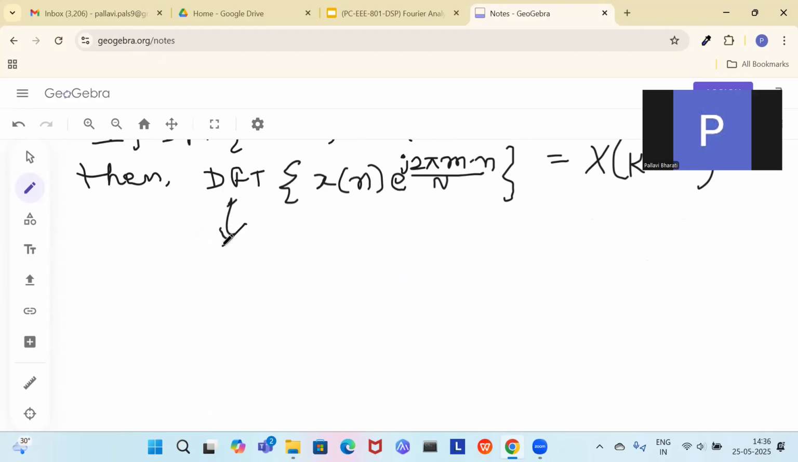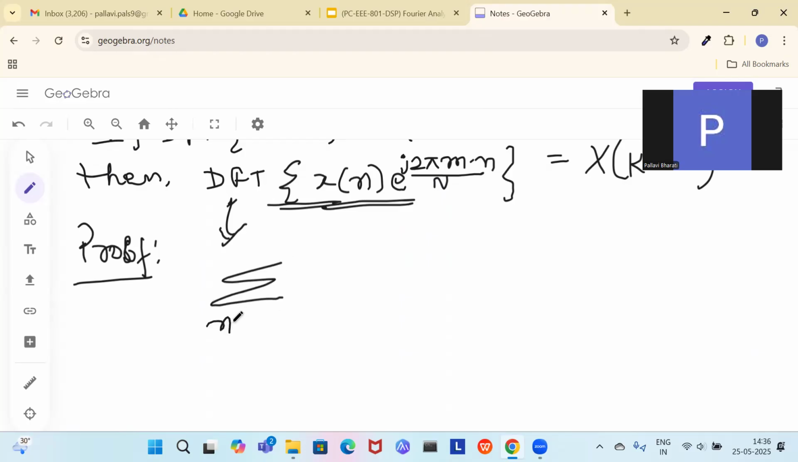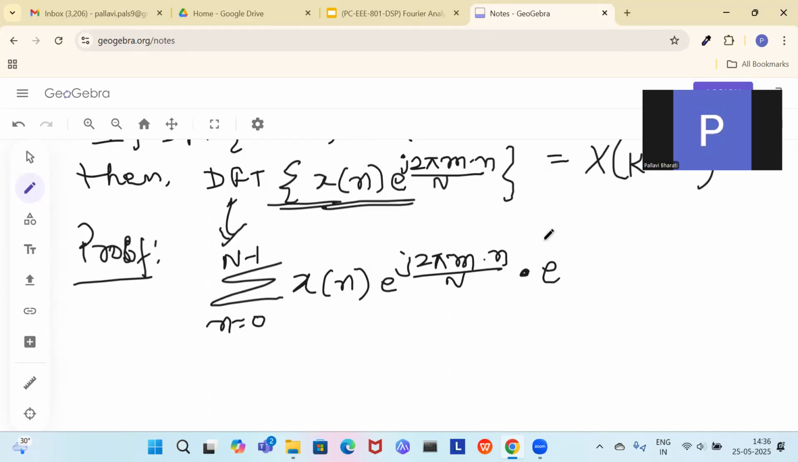So basically for the proof, we need to write the formula for this one. So DFT of this part, left hand side is this one. If you take the DFT of this, it is going to be n equals 0 to capital N minus 1 x[n] e to the power j2πmn/N into e to the power minus j2πkn/N.